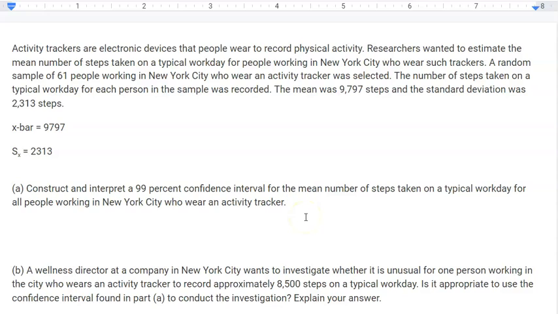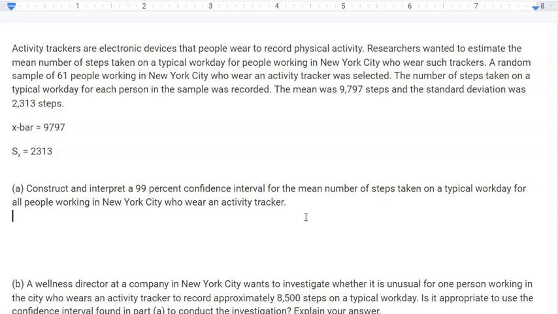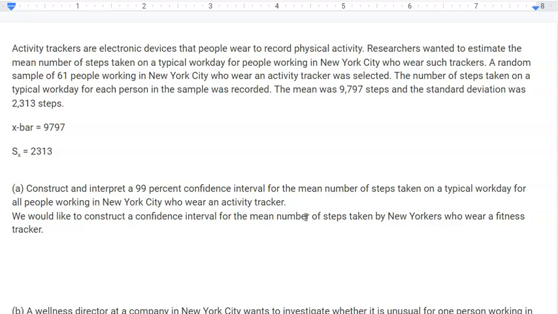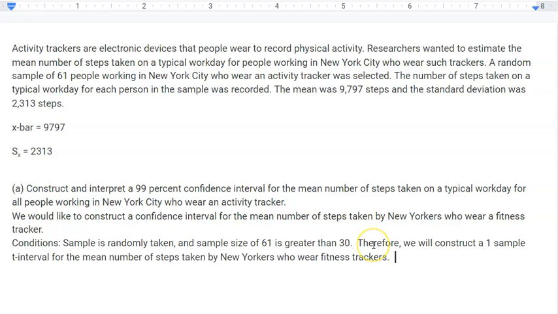So, four-step process. The first step is usually state. We would like to state what we want to do. Now, what conditions do we have? Well, we see that the sample is random, and the sample size of 61 is greater than 30. Therefore, the appropriate procedure would be a t interval. I know that's a bit overkill. We could just say the correct procedure will be a one sample t interval, but I've already written it.